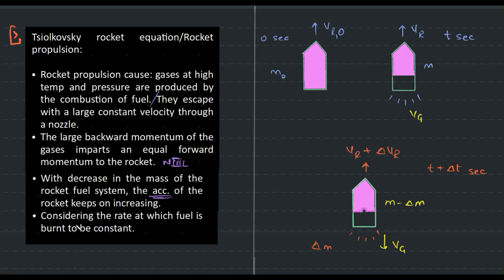One more thing that we're considering is that we are using the rocket fuel at a constant rate. So everywhere the gas is going out at a rate of Vg. I hope you guys understood this diagram because after this it's just a matter of few steps and we are done. Okay, I hope you guys have a good idea of what we are doing over here.